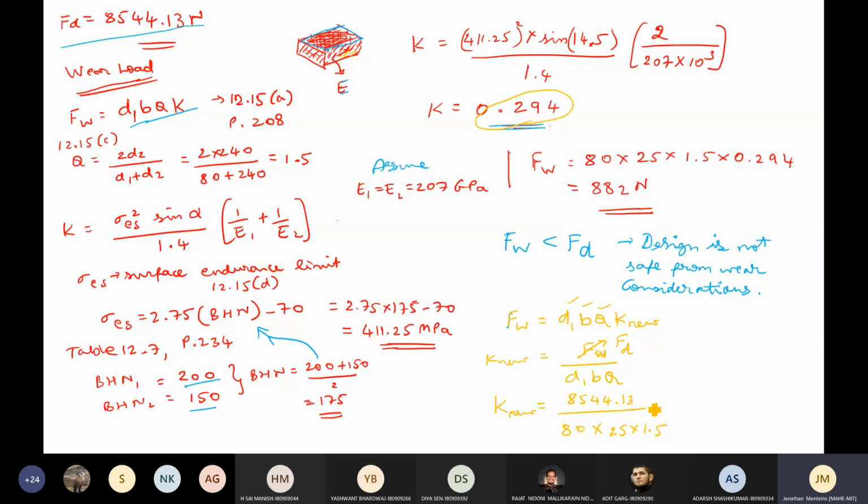Okay. So how much this comes out to be? K is new, or the new value of K. I'll write it here. So if you recalculate this using the new value of Fw, that is Fd value itself, 2.84. Correct. 2.848. Yes. 2.848 is the new value.